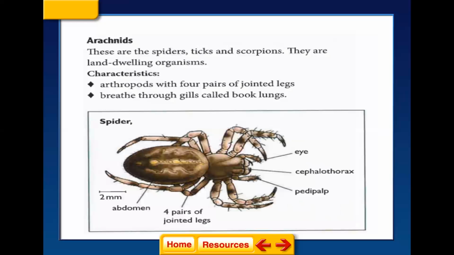Third group, arachnids, or spiders and their relatives. There are spiders, ticks, scorpions, mites, and horseshoe crabs as well. They are land-dwelling organisms, living on land. They are arthropods with 4 pairs of jointed legs. They breathe with book lungs, which are gill-like structures, and more as shown in the figure.